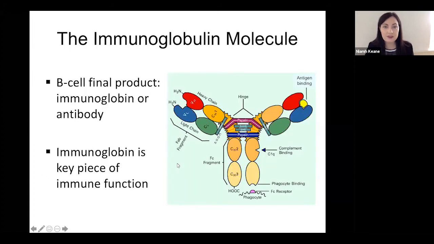So when we talk about antibodies or immunoglobulins, what we're talking about really is the final product of the B cell immunity. And this is in essence what an immunoglobulin molecule looks like. It's made up of two different components called a heavy chain, and there are two of them here that are joined together by a bridge, and also a light chain.